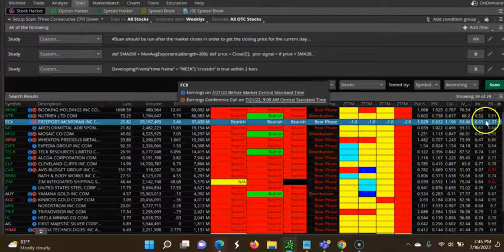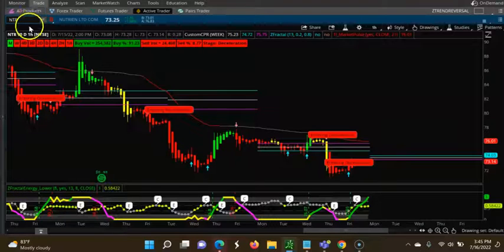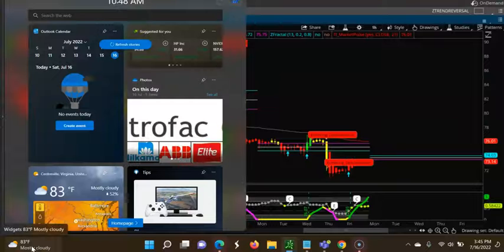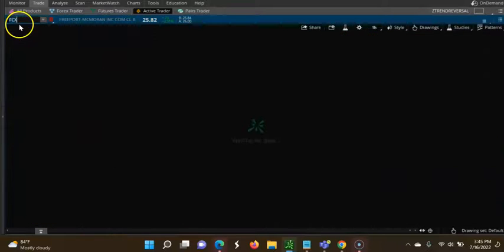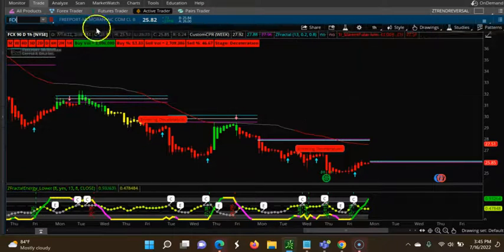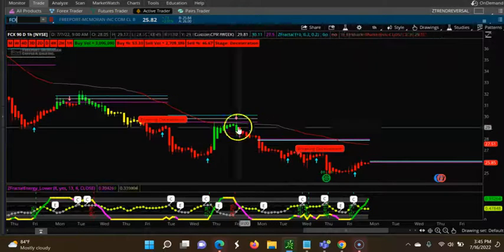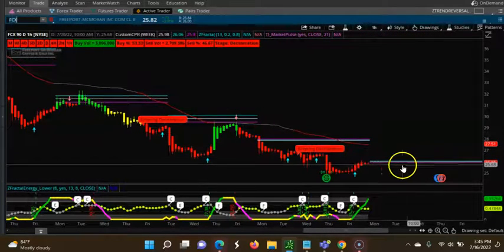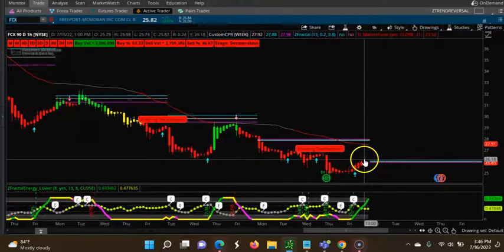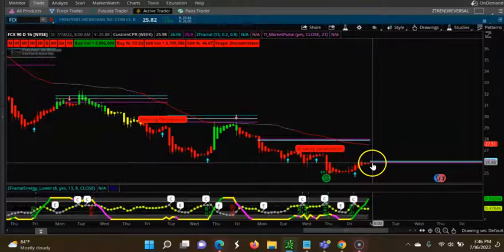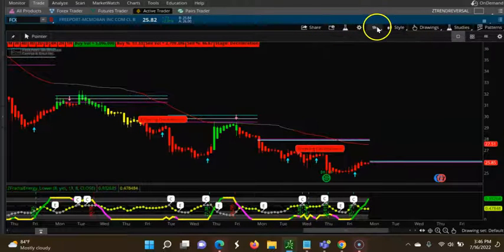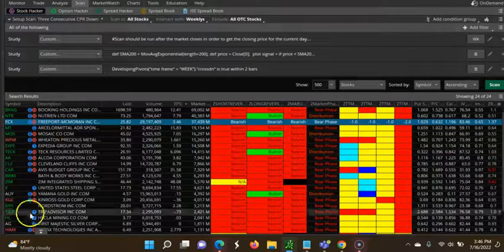FCX. You can see the relative volume is 1.37. This is Freeport-McMoRan. You can clearly see the CPR is trending down. You can see the stock also is trending down. So you have to wait for the candle to open below the CPR and then take the trade. We are on a 1 hour time frame. Okay, let's do one more.